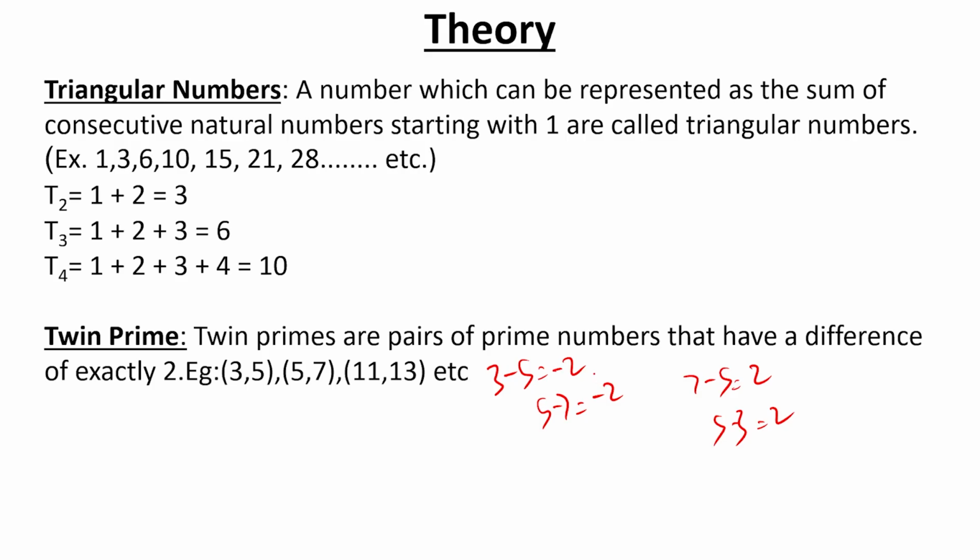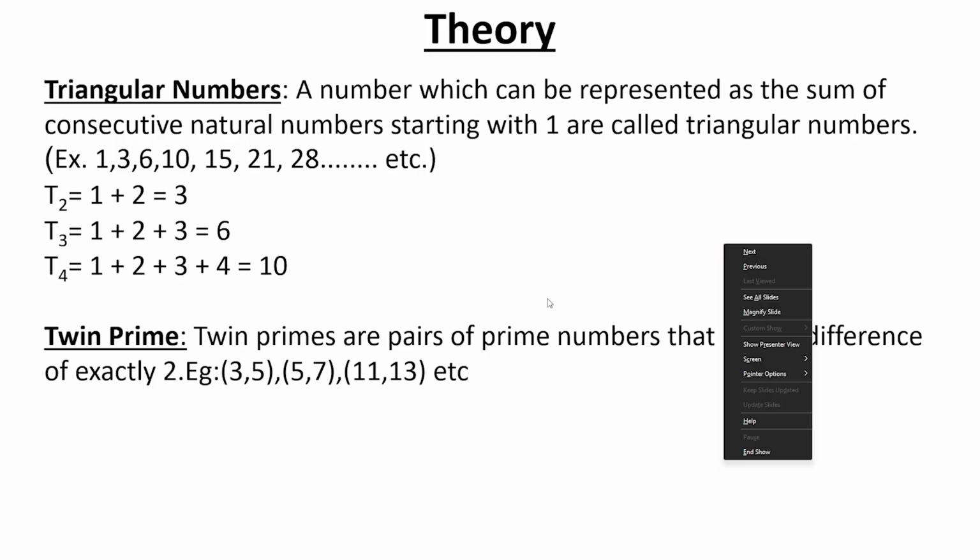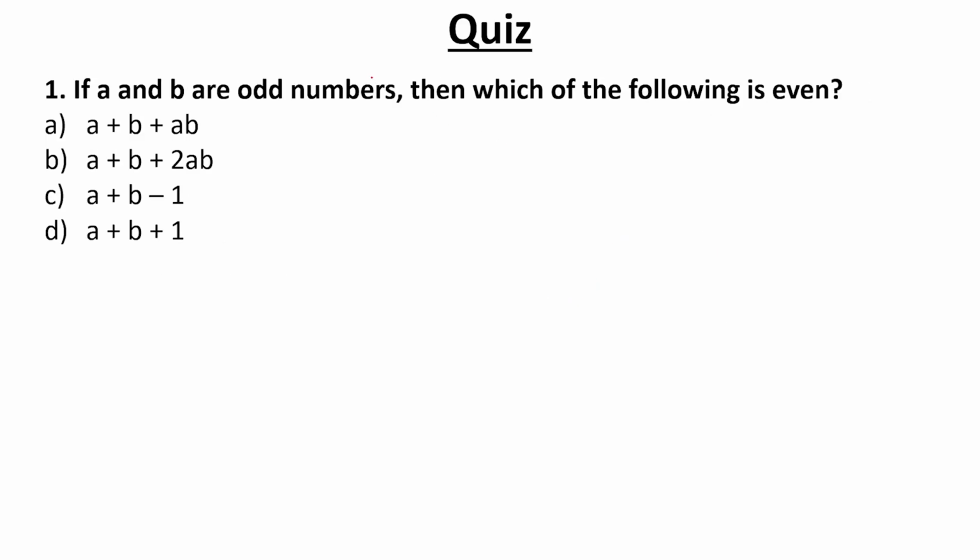But the thing is that twin primes are a pair of prime numbers that have a difference of exactly 2. Since we have exactly 2 as a difference, that's the reason why it is called a twin prime number. I hope you all understood what a twin prime number is. Now, let's move on to the next slide.